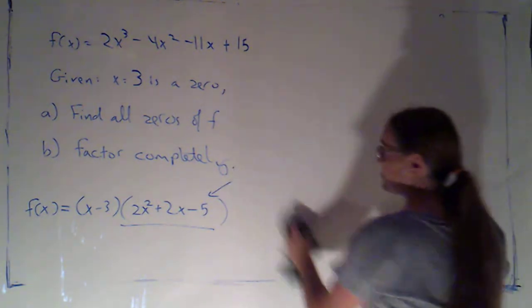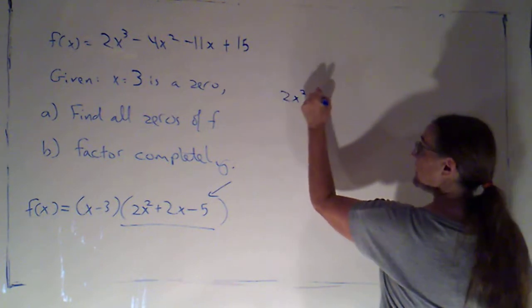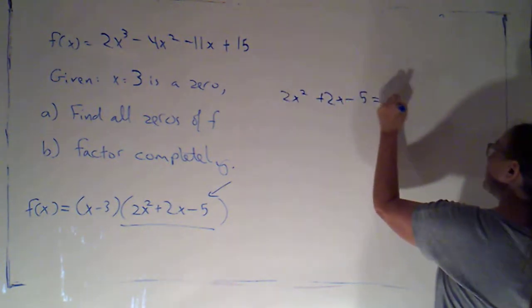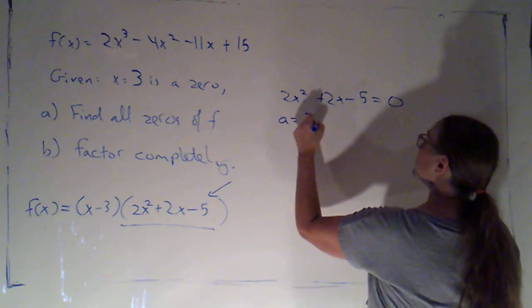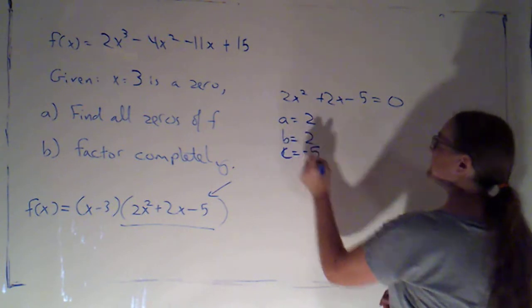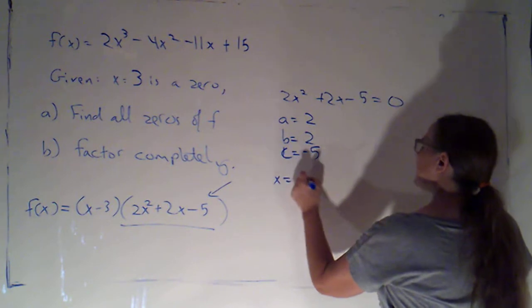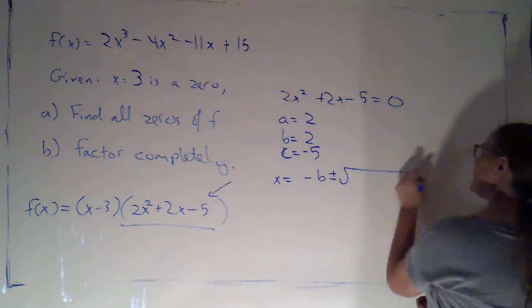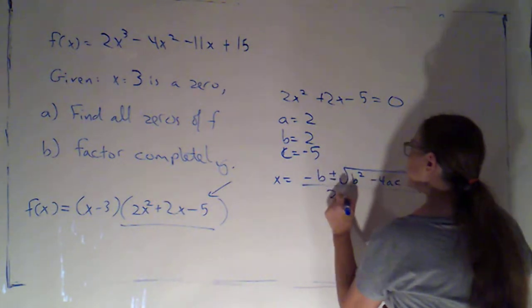But I have a nice way of finding the zeros of a quadratic. If I'm saying 2x squared plus 2x minus 5 equals 0, and I'm not getting it by factoring, I can get it using the quadratic formula. So I'll record my a, my b, and my c: 2, 2, and negative 5. I know that x is going to be the opposite of b, plus or minus root b squared minus 4ac, all over 2a.